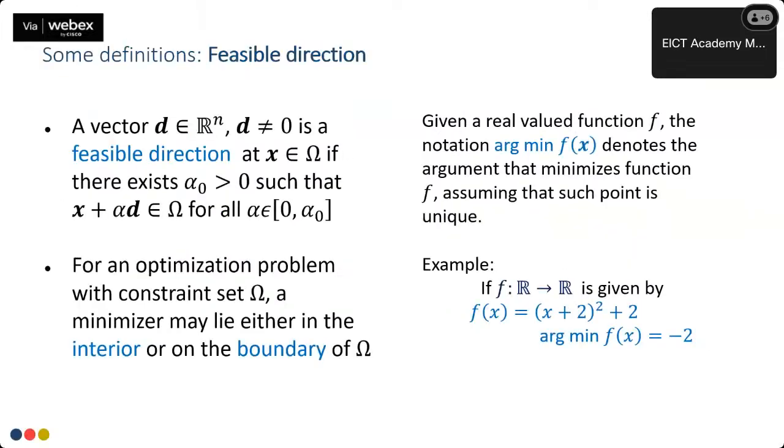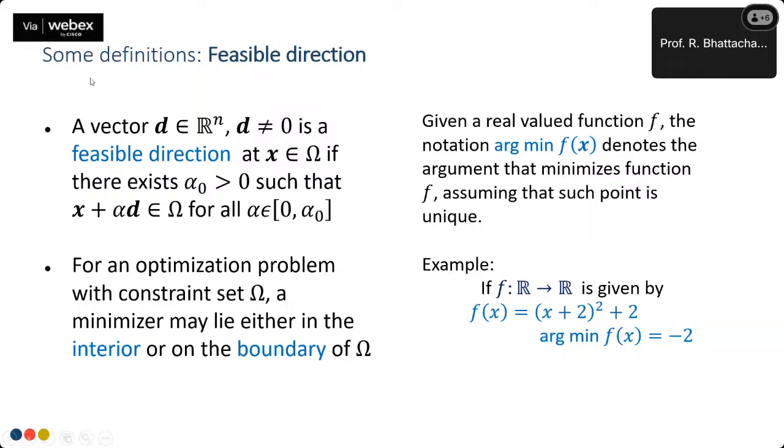So first of all, we'll deal with an n-dimensional vector space Rn of real vectors, and suppose a vector d belongs to Rn and d is not equal to 0. It is called a feasible direction at x belonging to some space omega, if there exists some alpha naught greater than 0, such that x plus alpha d belongs to omega for all alpha within the interval 0 to alpha naught.